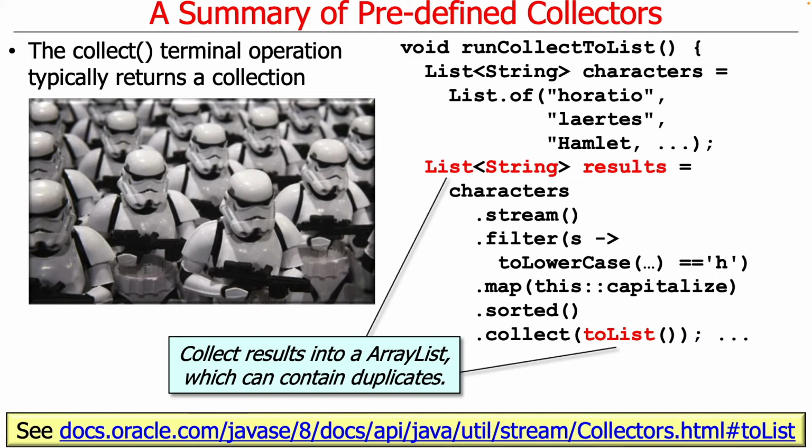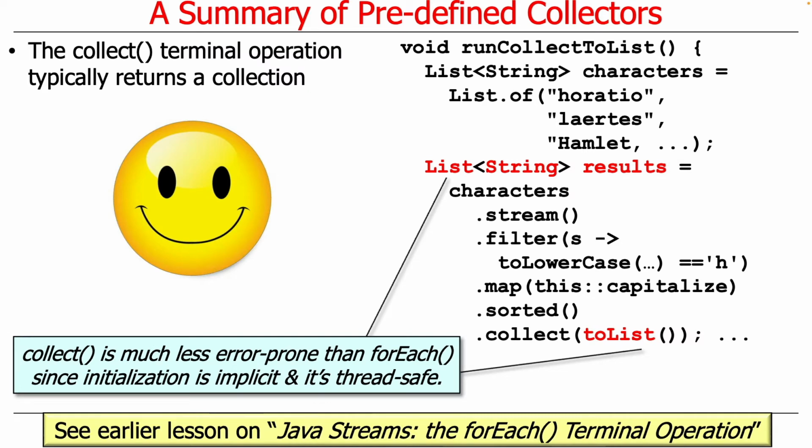So those are two reasons why collect is just a big win over the forEach operation we looked at earlier. And that discussion I just had is going to apply to all the other examples of collectors we're about to look at here. So that's basically the point I was just making. Collect is a lot less error prone, since initialization is implicit, and it's also thread safe and can run in parallel quite nicely.